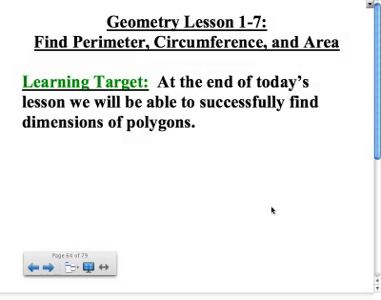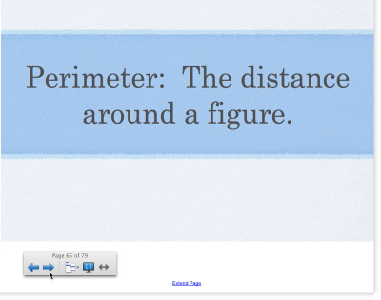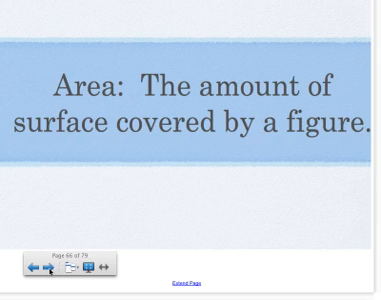All right, in section 1.7 here, we're going to take a look at finding perimeter, circumference, and area of just a few different figures, all of which you should be familiar with. Just a quick refresher: perimeter is the distance around a figure, namely around a polygon. We talked about polygons in the previous section, and so now we're looking at perimeter. And then area is the amount of surface covered by a figure. How much two-dimensional space does it take up?